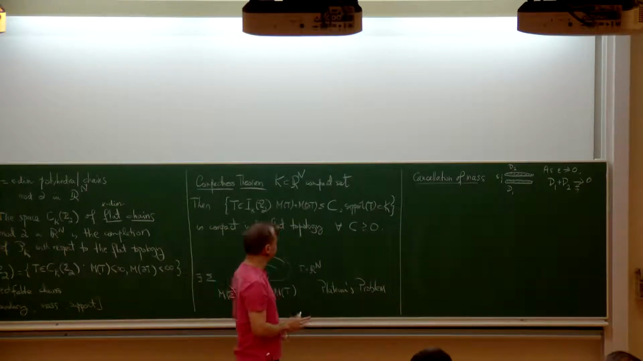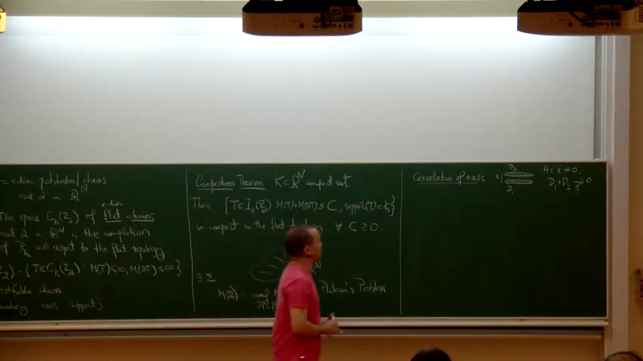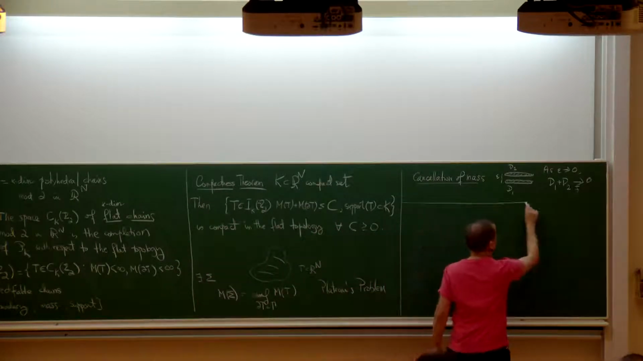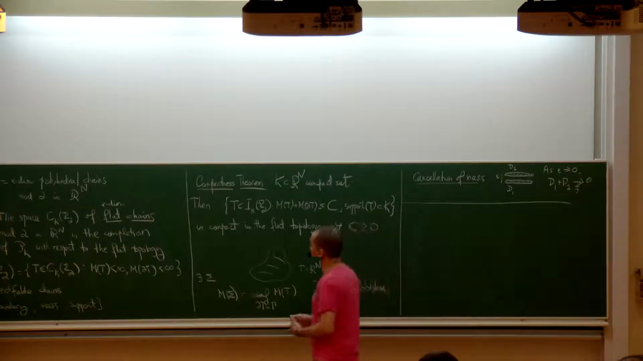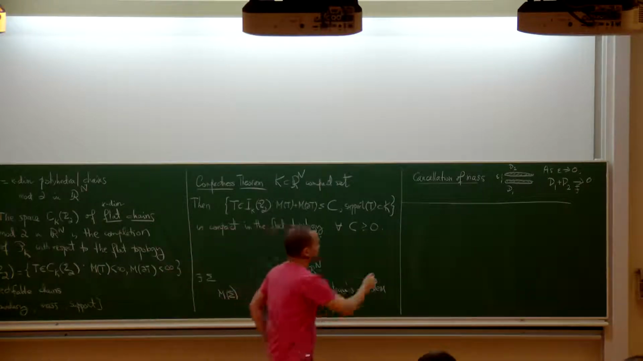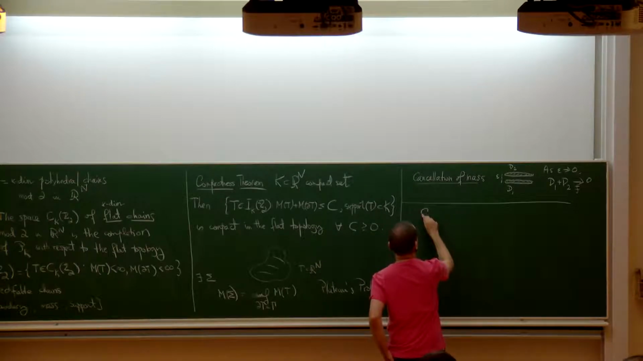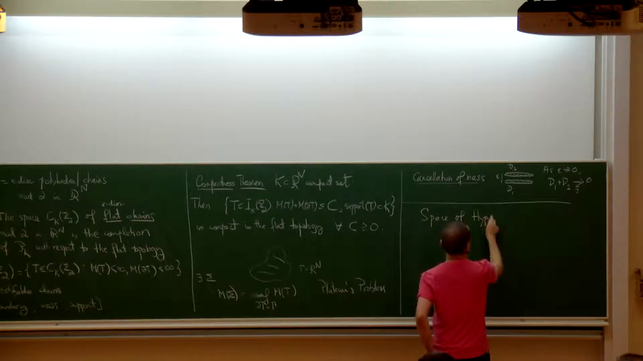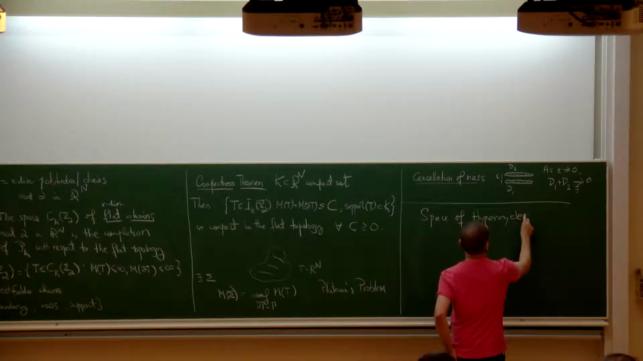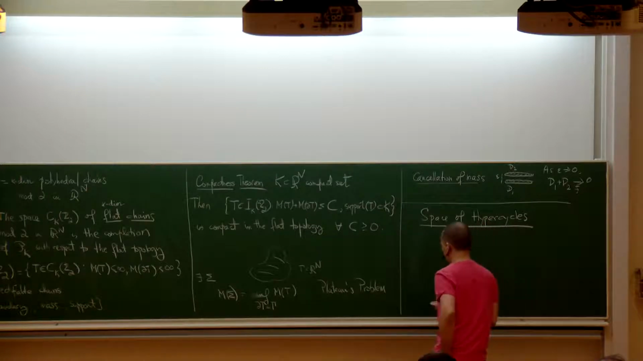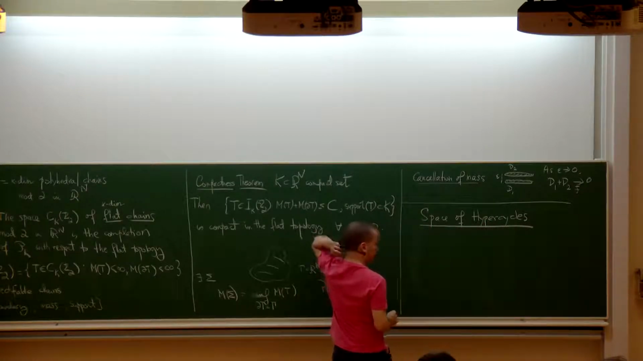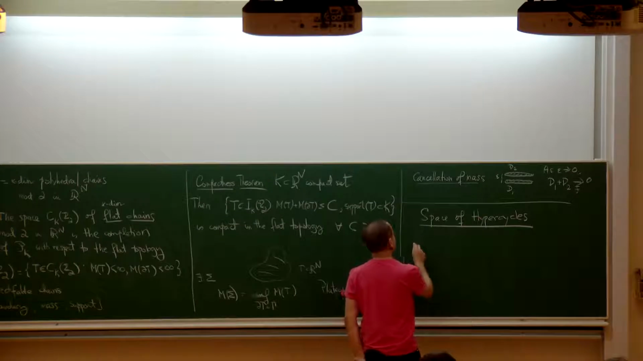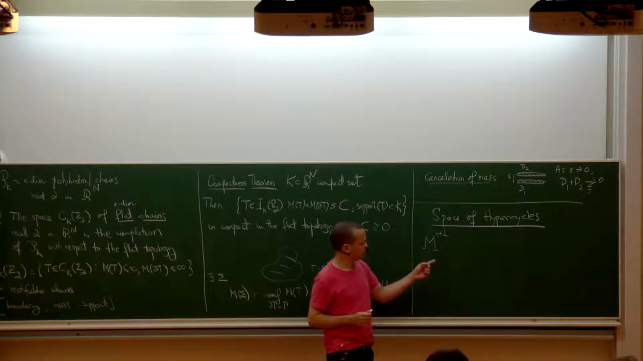But before getting there, let me explain the topology of the space of hypersurfaces. So the space of hypercycles. So what is this? Here I'm going to imagine that I have a compact manifold of dimension n plus 1. So you'll always denote the dimension of the ambient space by n plus 1.